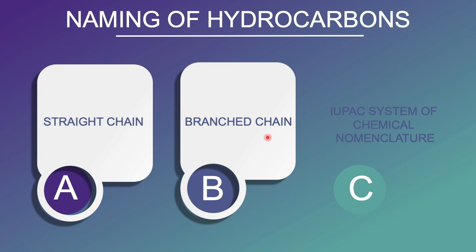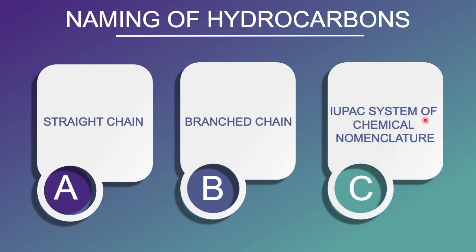In this video, we will be focused more on branched chain as to how to name these carbon atoms. And for doing that, we will rely on the IUPAC system of chemical nomenclature. So this system has laid out a set of rules, and these rules are followed universally to name any organic compound.